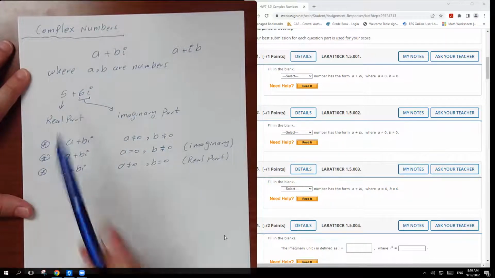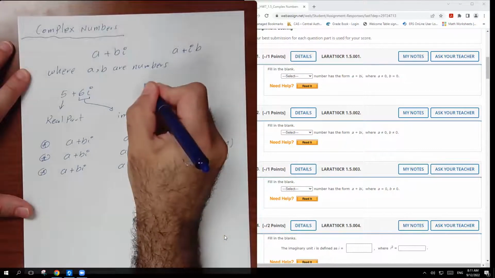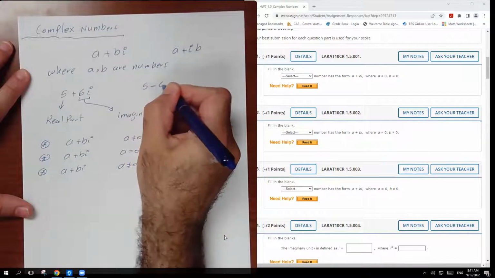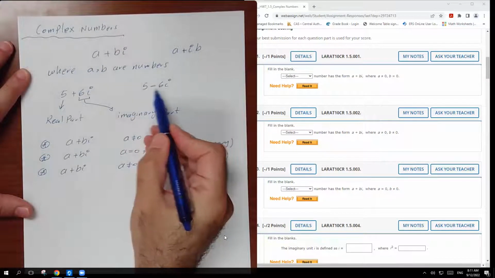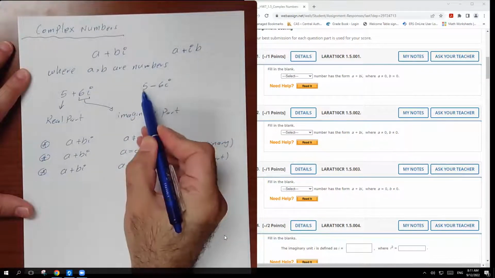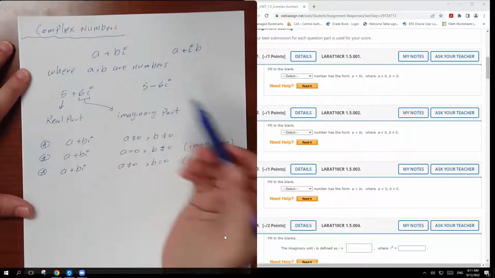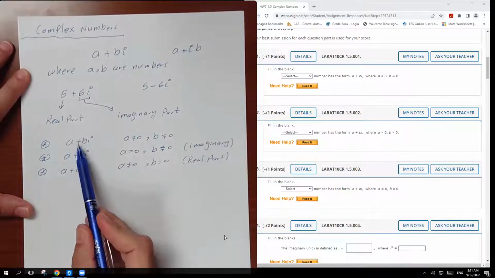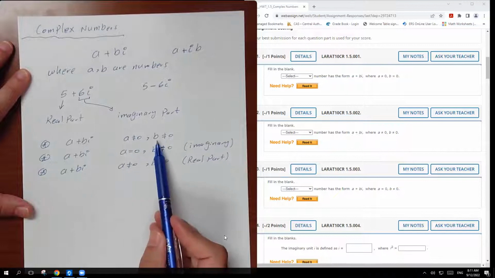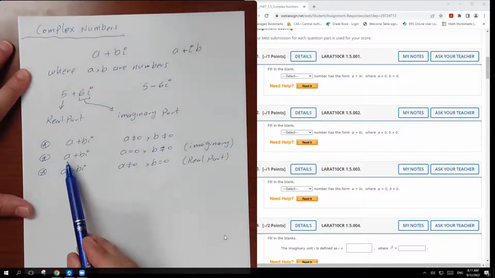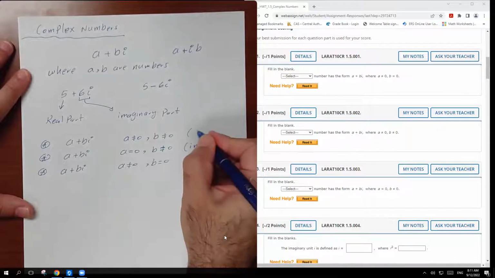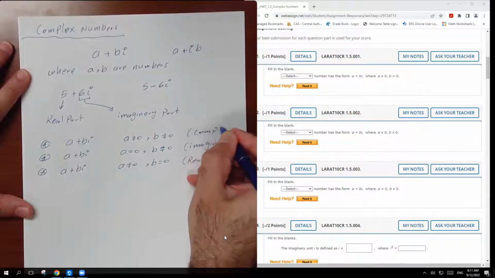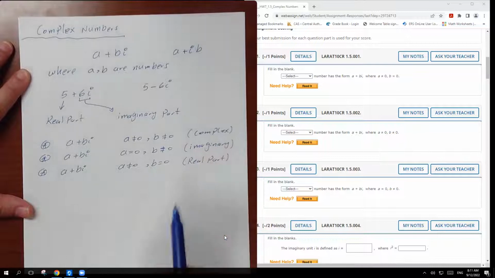Here's an example, sometimes with a different sign: if you have 5 minus 6i, it doesn't matter, because the imaginary part is negative and the real part is positive. A plus Bi with A not equal to 0 and B not equal to 0 is a complex number, which contains two parts, the real part and the imaginary part.